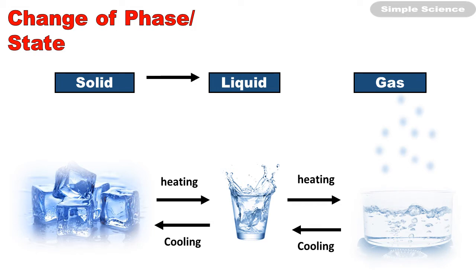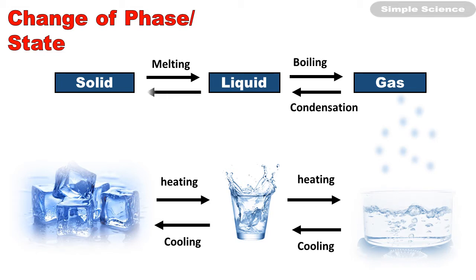That means when solid is converted into liquid on heating, that process is called melting, and in this process heat is absorbed by the solid. And liquid on heating becomes gas or vapor. The process is called boiling or vaporization. Now when gas is cooled, or when heat is released, it becomes liquid and the process is called condensation. And when liquid is cooled and becomes solid, the heat is released and the process is called freezing. So these are the change of phases or change of state of matter.